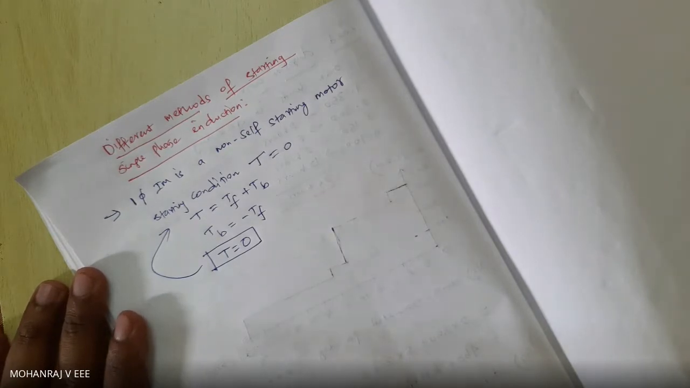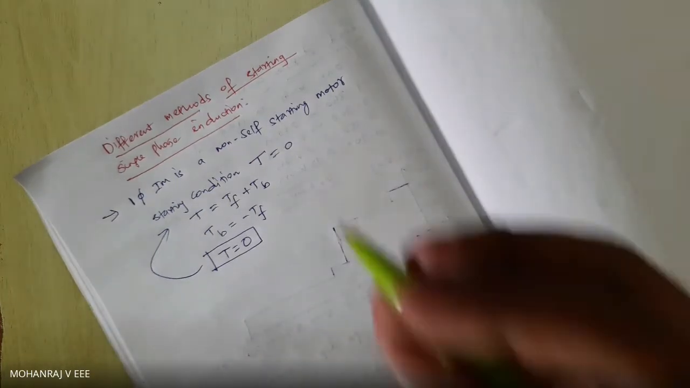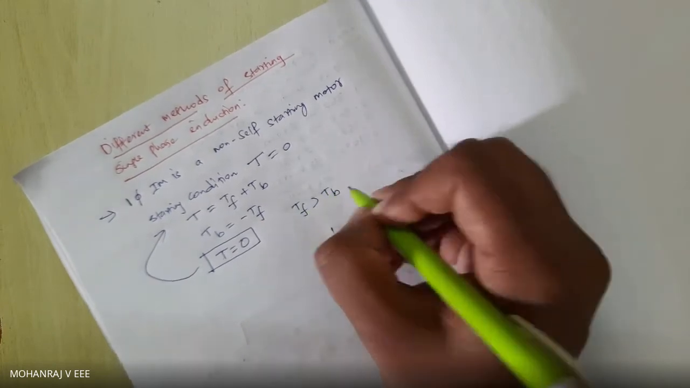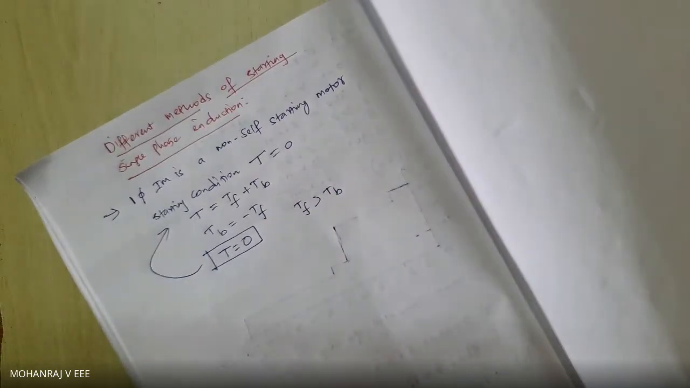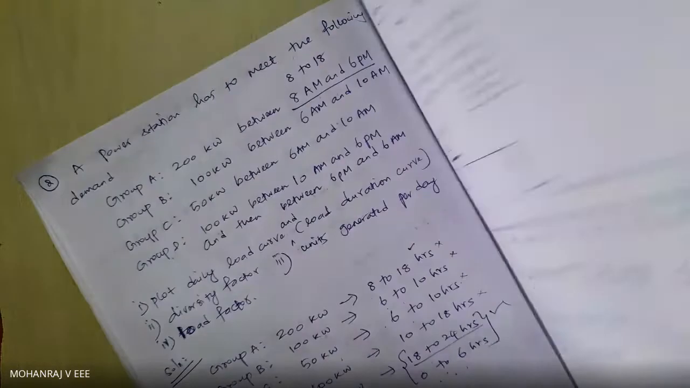Now, what are the different methods by which we can self-start our motor? One simple method, which is not actually used or which should not be used, is to make sure that our TF becomes greater than our TB. How can that be done? If we give an external mechanical torque to the motor during starting condition, your TF will become greater than your TB and the motor will start. That is one method.